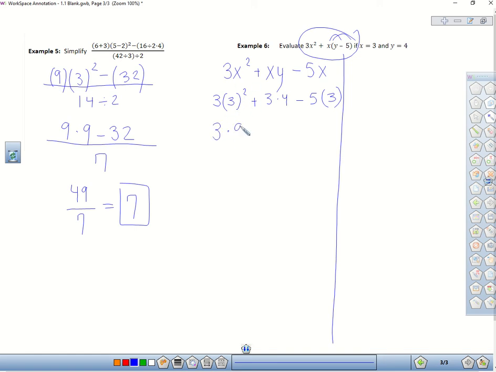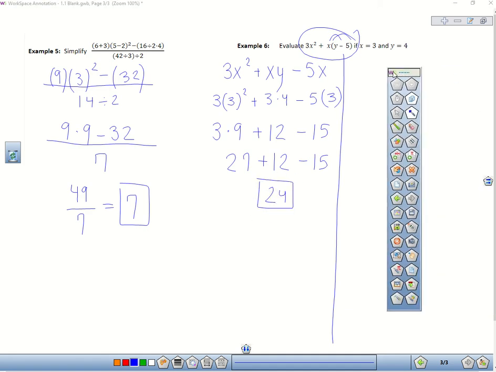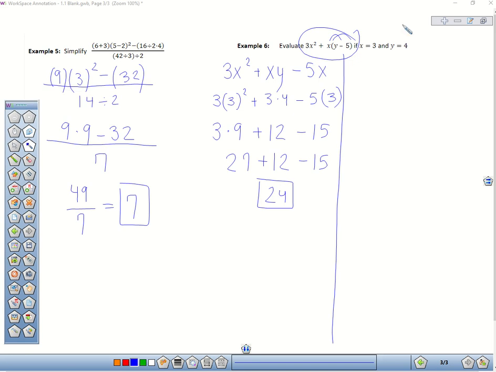So that's going to be 3 times 9, and I'm going to do the multiplication here, plus 12 minus 15, complete the multiplication. So we have 27 plus 12 minus 15. Now I go from left to right, so 27 plus 12 minus 15, that gives me 24. So now we can check and see if we plug in first and then simplify if we're going to get the same answer. In reality we should, but mistakes can happen, so it's a good idea to check.